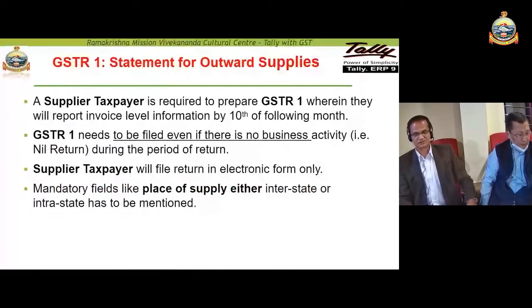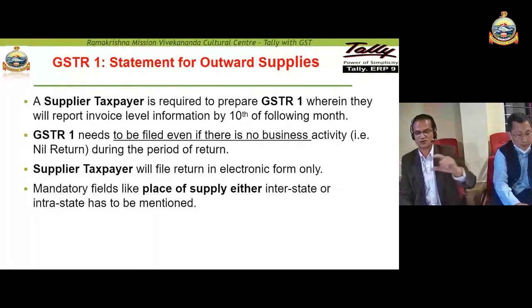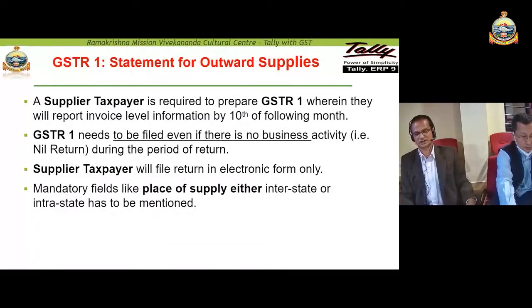Now coming to submission of return, as we said, these three electronic ledgers are most important for submission of the return. All supplier taxpayers are to submit GSTR-1, wherein all the invoice-wise details are to be submitted, and this is to be submitted by the 10th of the following month. GSTR-1 needs to be submitted even if there is no business.